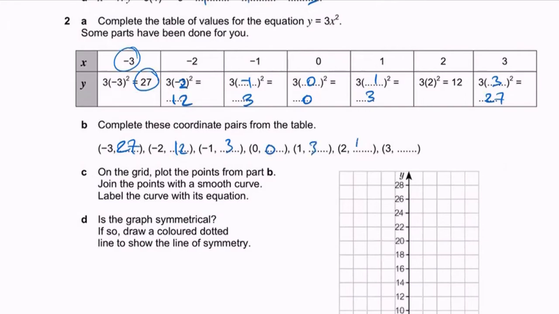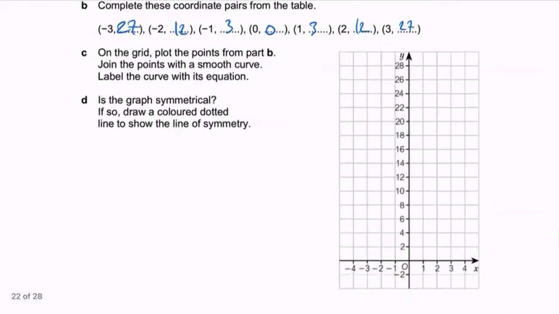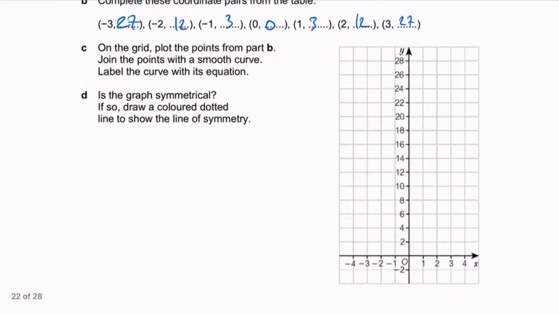On the grid, plot the points from part B, join the points with a smooth curve, and label the curve with its equation. Let's say negative 3 and 27 is here. Negative 2 and 12 is here. Negative 1 and 3 is here. 0, 0 is here.